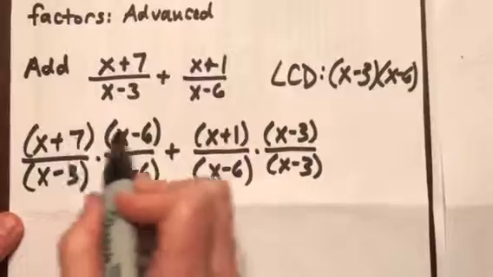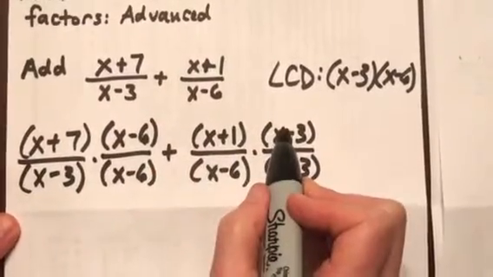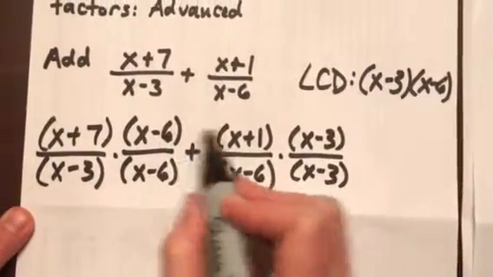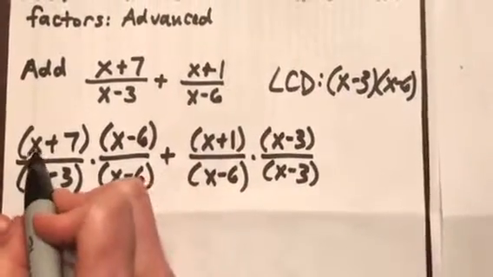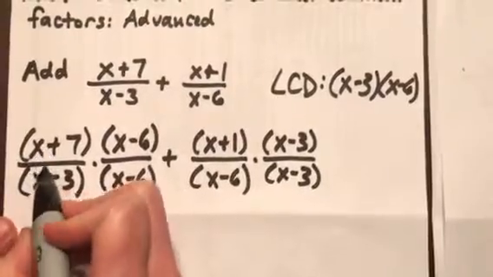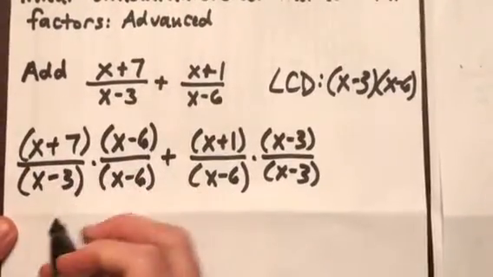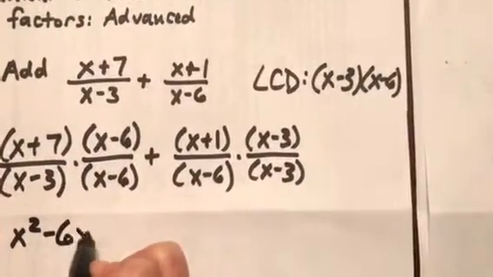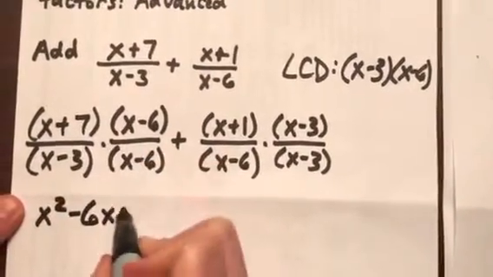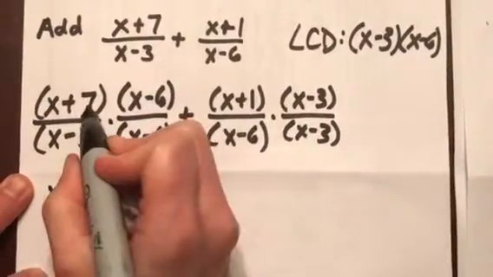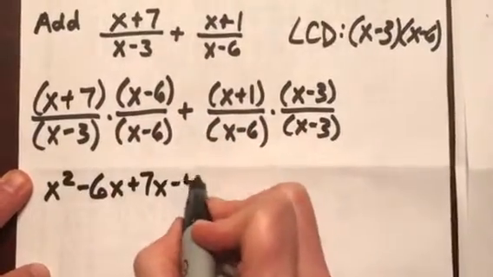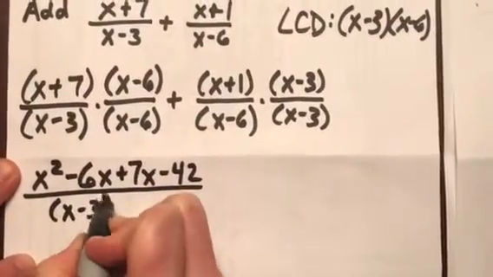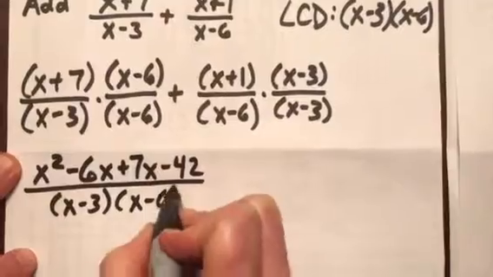But you notice that really this is a product and this is a product, and so I need to find the products using FOIL first before I can actually add those terms together. So let's apply FOIL. First, outer, inner, last. X times x is x squared. X times negative 6 is negative 6x. 7 times x is plus 7x. And 7 times negative 6 is negative 42. So that's all over x minus 3 times x minus 6.